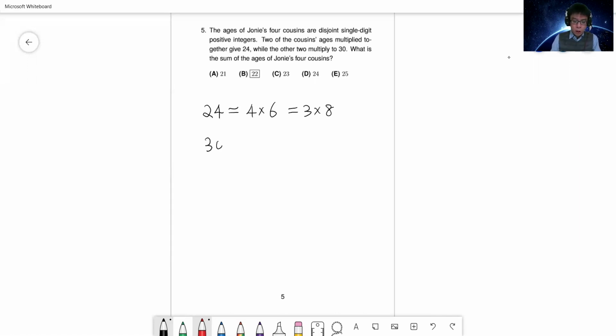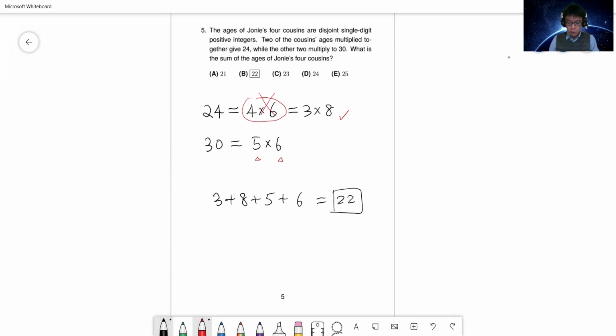And 30 equals 5 times 6. That's the only way to factor 30 into the product of 2 single-digit positive numbers. But these 4 numbers are distinct, so we must have 30 equals 5 times 6. So 6 cannot appear in the factorization of 24. So this is invalid. We should take 3 times 8. So the 4 numbers are 3, 8, 5, 6. The sum of these ages equals 22. So the answer is B.